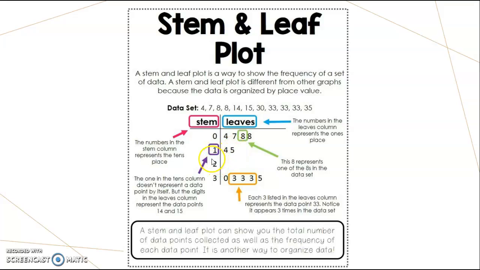When we have a 2, say we have a 2 right here and there are no numbers here, that means that there's none with this value. So there's not going to be a 20, not a 21. Like this right here does not exist. After 15, we go to 30. And then 33, and 33 again, and 33 again. Then 35.